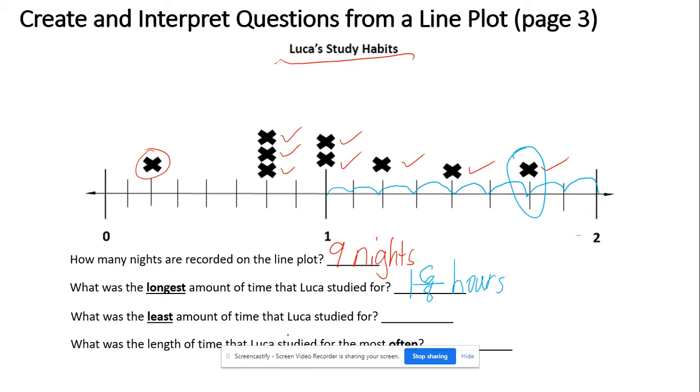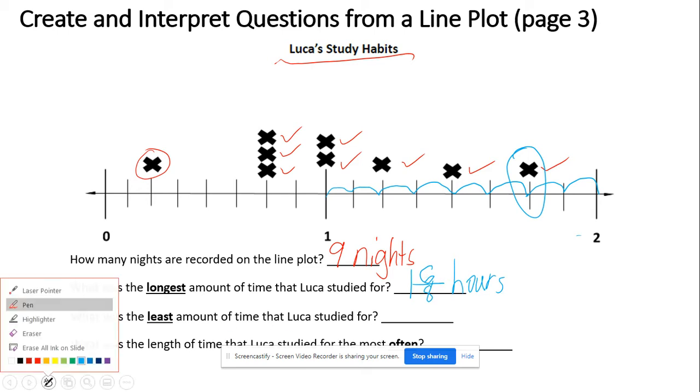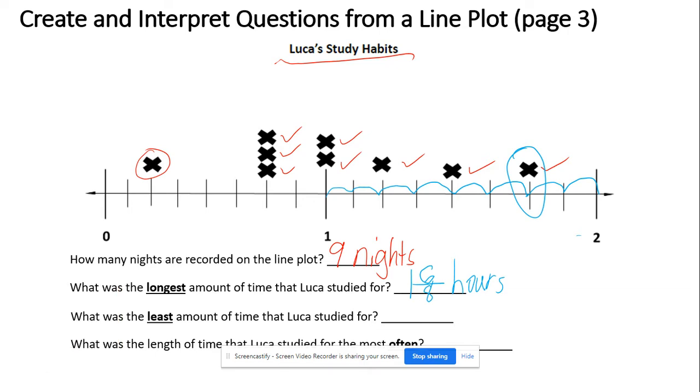What was the least amount of time that Luca studied for? So I'm going to change to green. The least amount is going to be the smallest number on the number line that has at least one X above that. So we see on the number line, we have this here as our first X. That's the shortest amount of time. We notice we're not even at 1 hour yet. So here we have 0 hours.